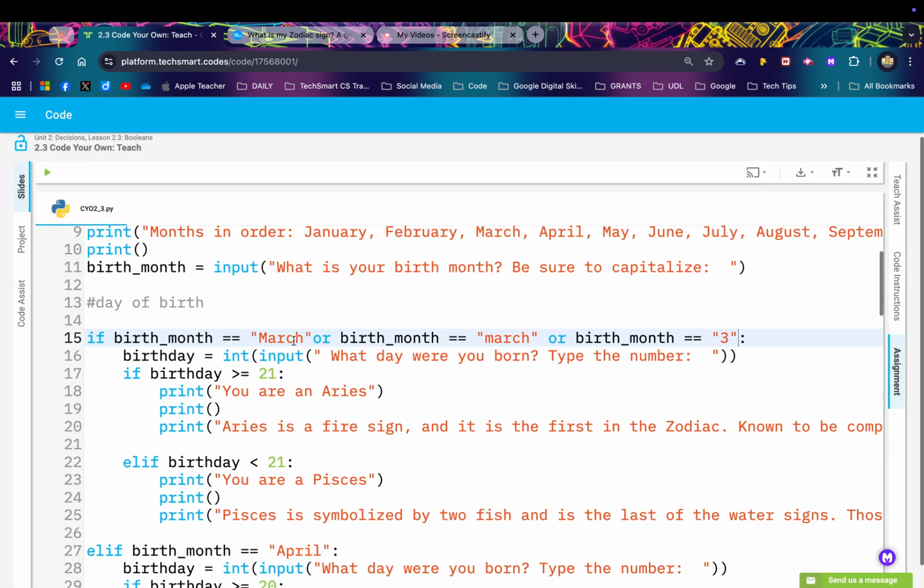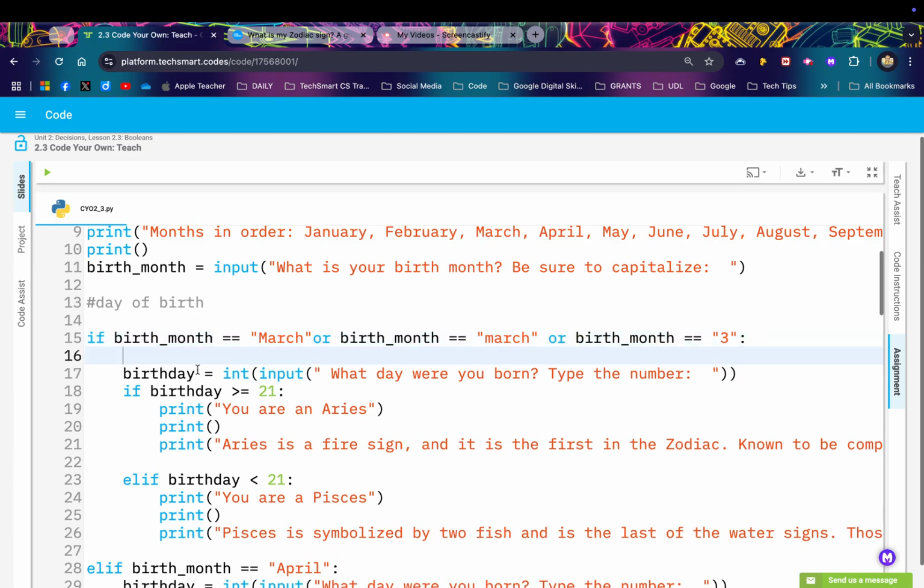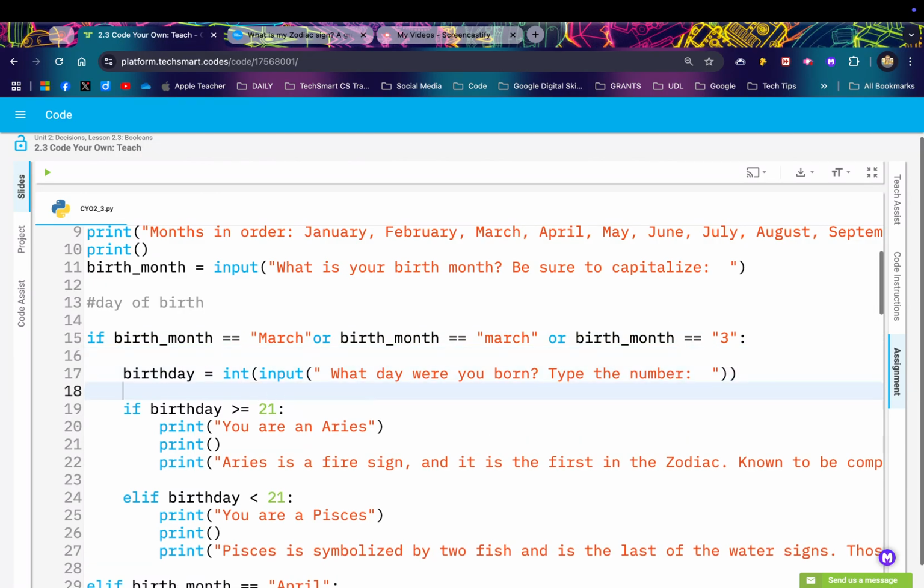Now, if they say March, the next thing I'm going to do is ask them for their birthday. Okay? So birthday is the second variable you're going to deal with in this program. So birthday equals integer. I decided to turn it into an integer so that I could do some greater than, less than work with the numbers. And I'll show you in a minute why. So birthday equals integer, input, what day, whoops, I got a space there. What day were you born?